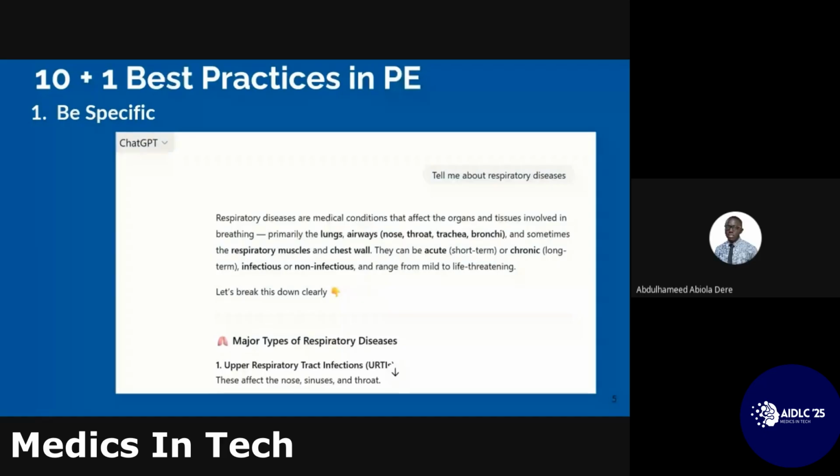So one of the best practices of using large language models, using LLMs, is that you must be specific. You must identify what you want. Initially, you can say, okay, tell me about respiratory diseases to give you broad ideas. But as you continue to chat with it, you must then become very specific. That's the only way you can get a specific answer.